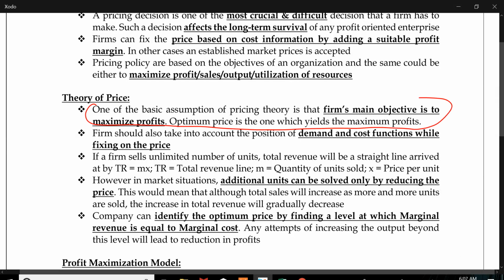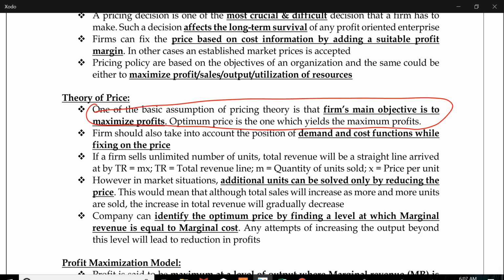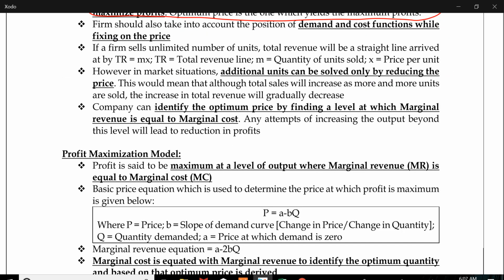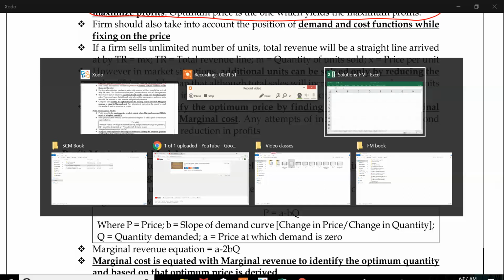This is the important thing. Optimum price is the one which yields the maximum profits for the company and not the maximum sales. Our focus is not on sales, our focus is always on profits. Now in this there is one theory which is called the profit maximization model. I'll explain this with an example.